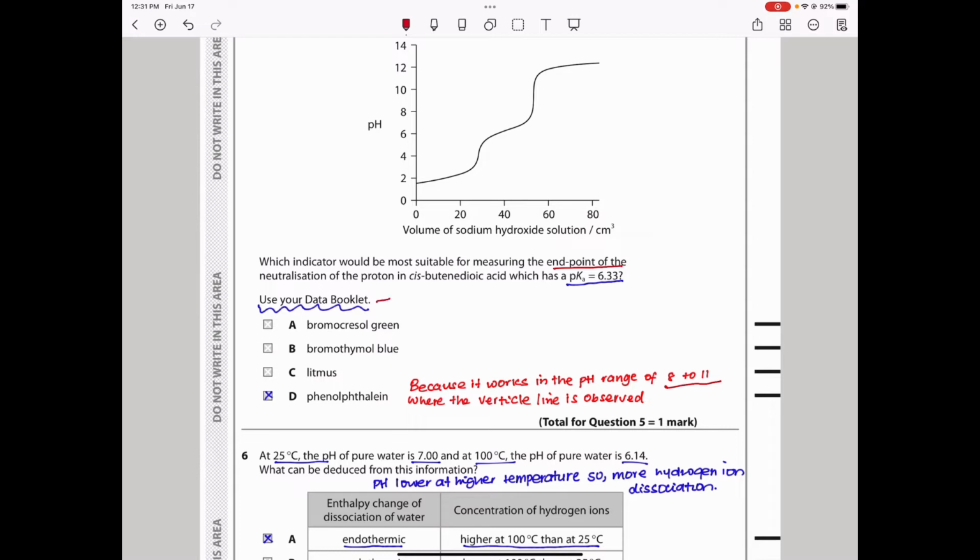So here you have to refer to your data booklet, and when you look at the data booklet, since we are using sodium hydroxide, the pH is greatly going to increase, and in this case, phenolphthalein, which works best in the range of 8 to 11, which is basically within that vertical line, it's going to be a suitable indicator in comparison to all the others. So phenolphthalein is suitable. You can refer to the data booklet to find the ranges through which the others work, but of course phenolphthalein will be the best candidate.